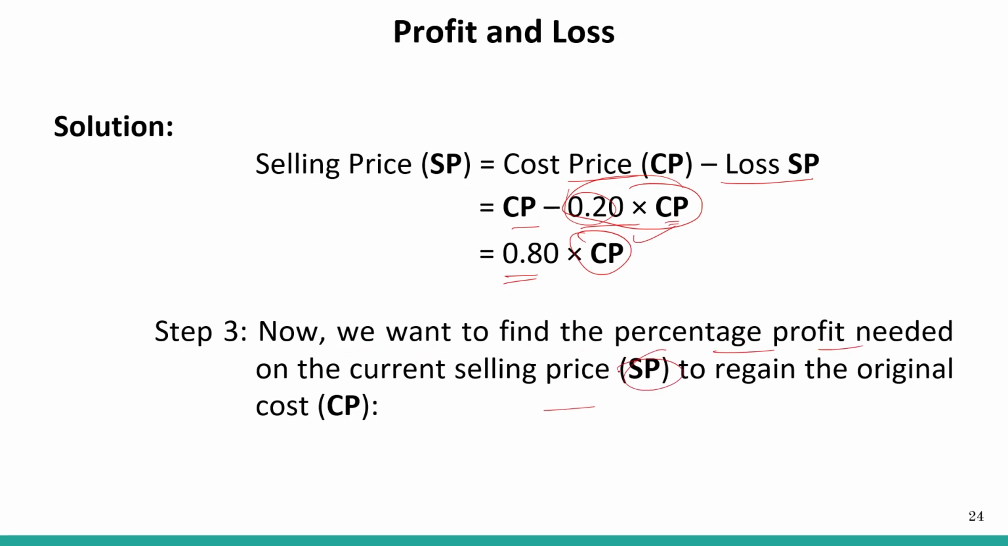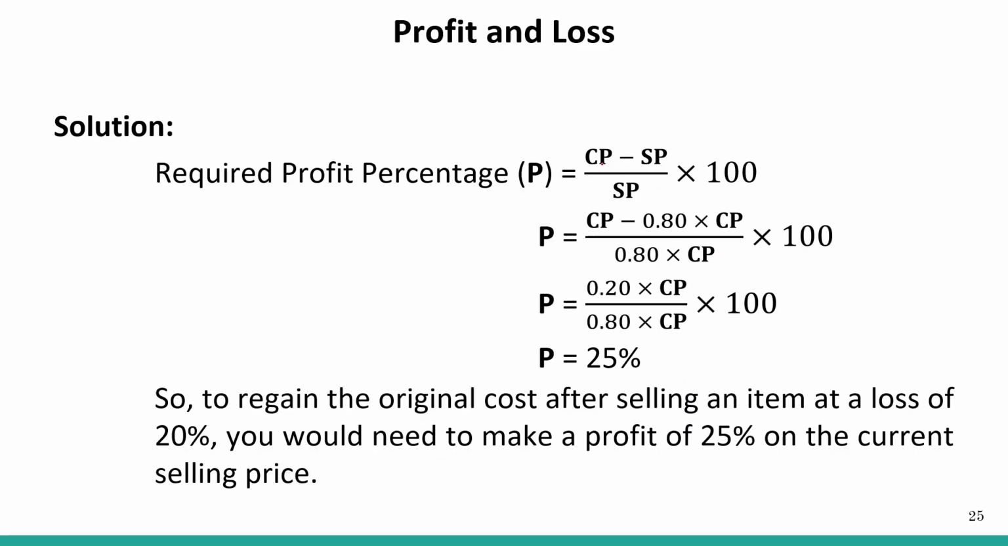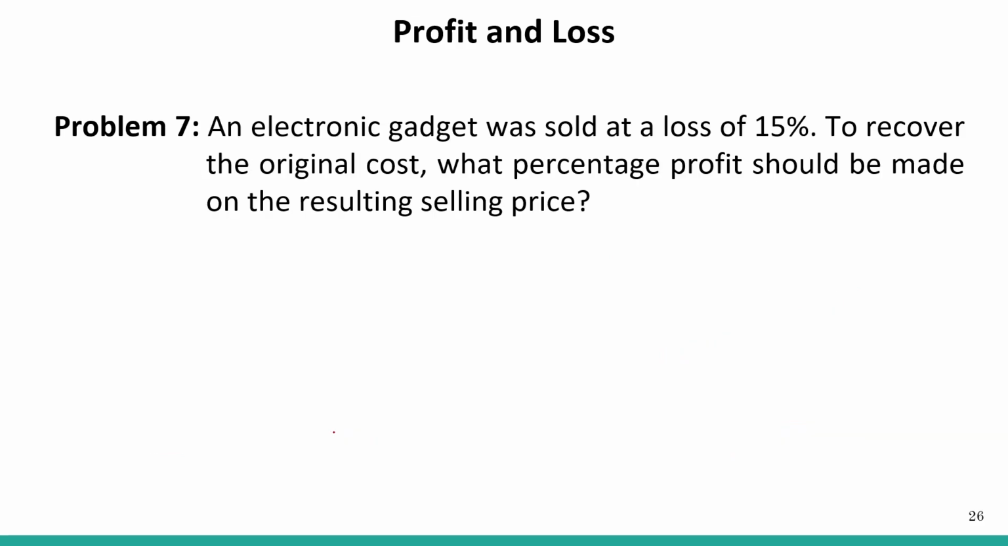So now what we want is to find the percentage profit needed on the current selling price, that is SP, to regain the original cost price. So CP minus 0.80 CP is equal to 0.20 into CP. So P will be 1 by 4 into 100, which is nothing but 25%. So to regain the original cost after selling the item at a loss of 20%, you need to make a profit of 25%, or mark up the price by 25% on the current selling price. Okay, so let's go forward with the next problem.